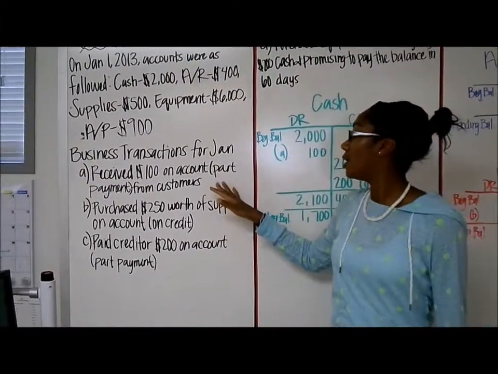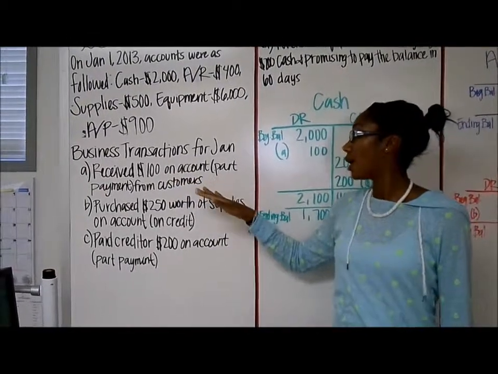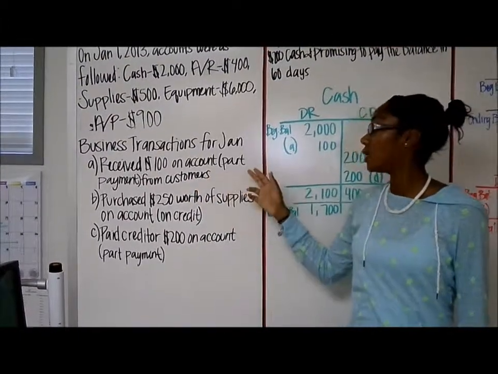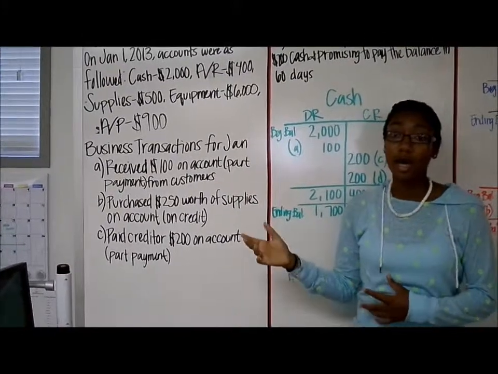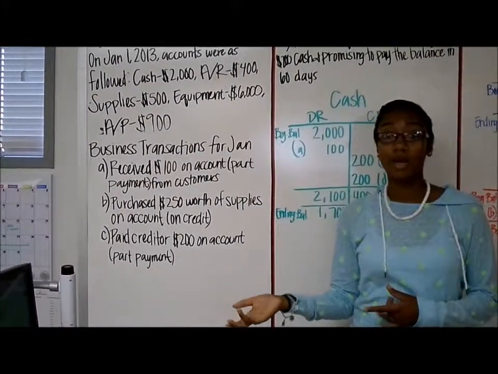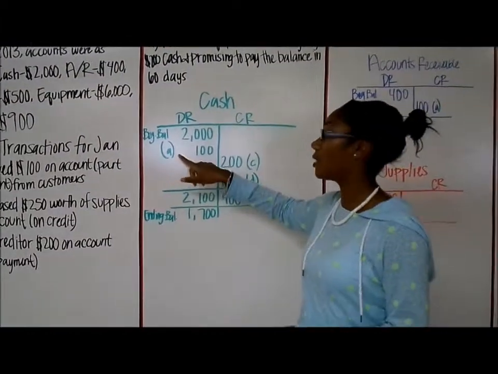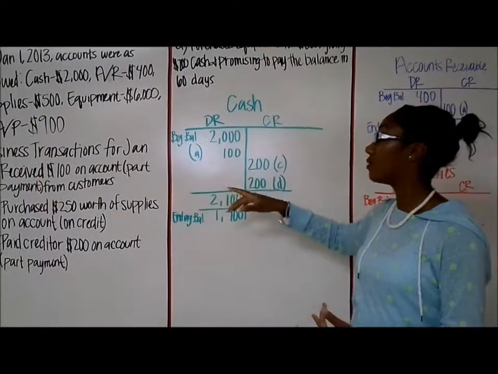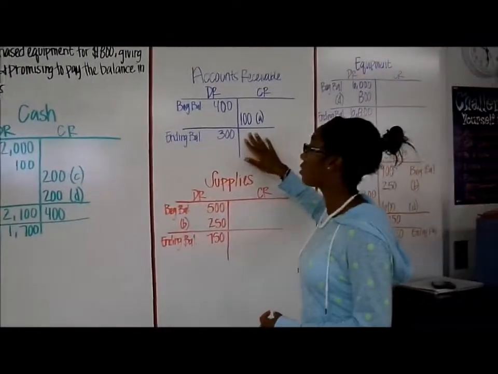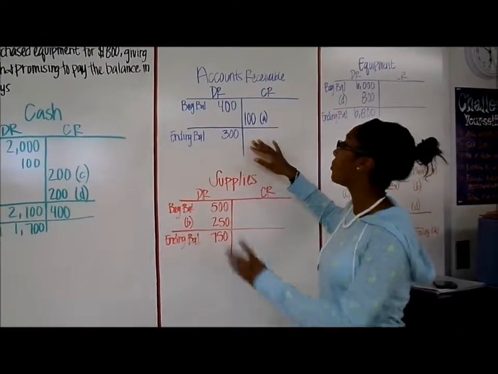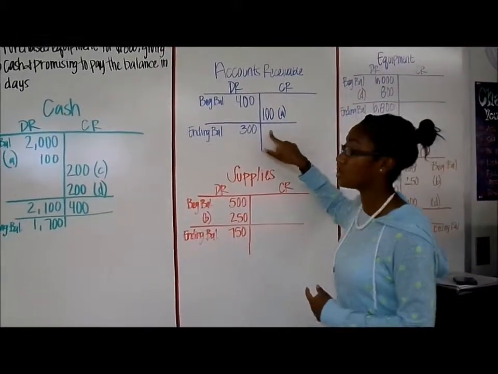The first one is that your company received $100 on account from your customers. And that was a part payment, so that means that they didn't pay the full amount of their accounts receivable, so they have more money to pay you back. So for this first one, you will debit the cash account because you are receiving the $100 from the customer, and you would credit accounts receivable because the $100 they no longer owe you.